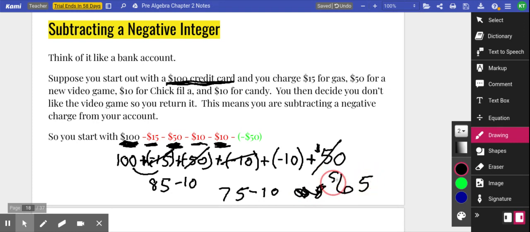$65 left for us to charge. Just plenty of money to buy a few more chicken Sammys from Chick-fil-A. All right, and I know that can be a little bit confusing, but think about that. When you're taking away or subtracting a negative, you're taking away a charge, which really adds money to your account.